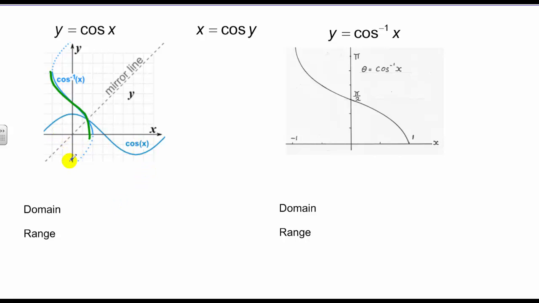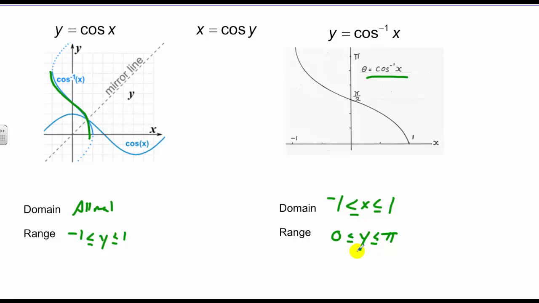Looking at the domain of the regular cosine function, we know the domain is all reals, but the range is going to fluctuate between -1 and 1. Likewise, you'll notice that the inverse cosine graph has a domain of -1 to 1, and the range is going to fluctuate from 0 to pi.